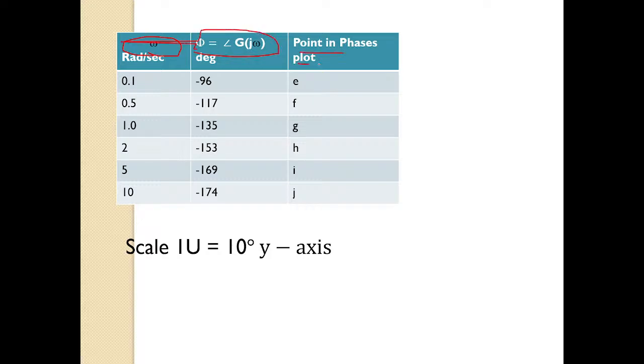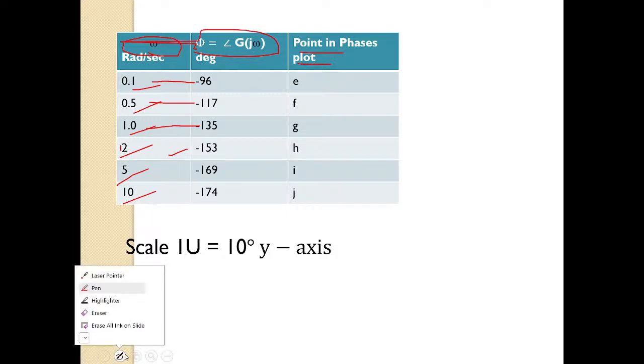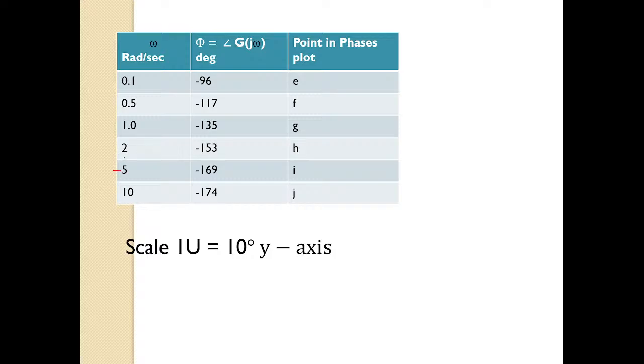I am giving notations to each and every point on the semilog graph sheet. For omega I have considered 0.1, 0.5, 1, 2, 5 and 10. For 0.1, the phase is minus 96 degrees. For 0.5, minus 117 degrees. For 1, minus 135. For 2, minus 153. For 5, minus 169. For 10, minus 174.